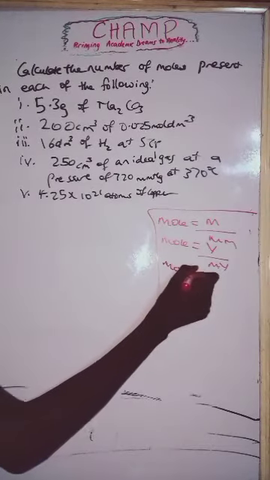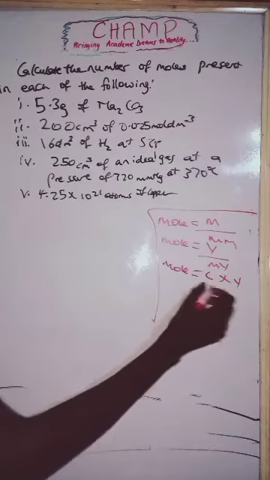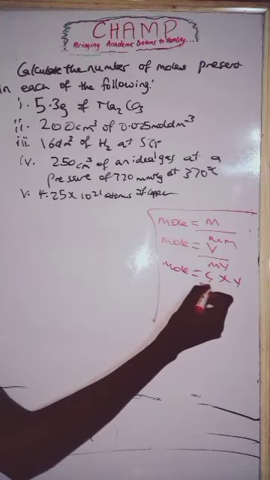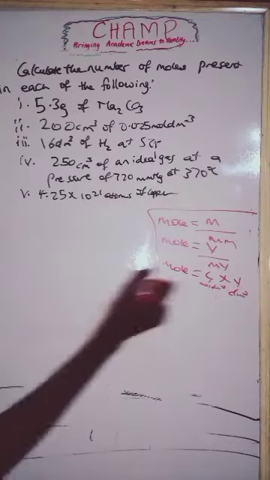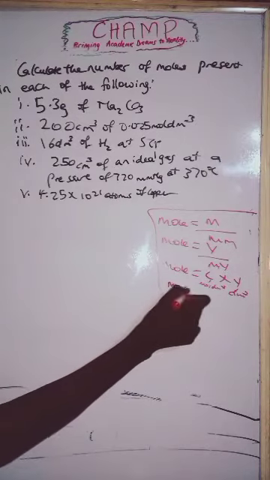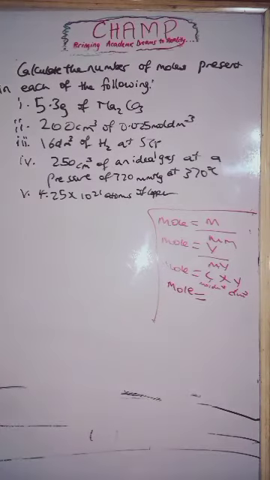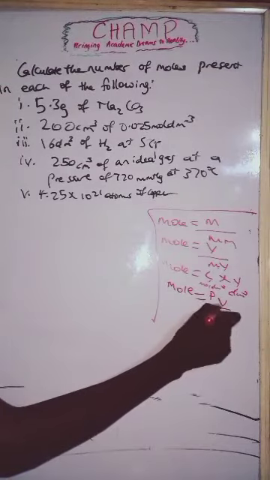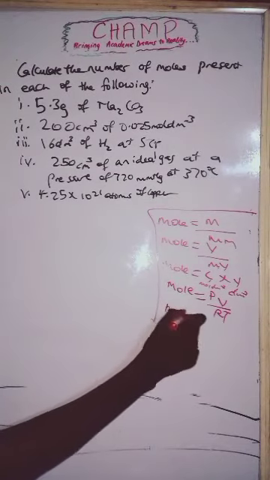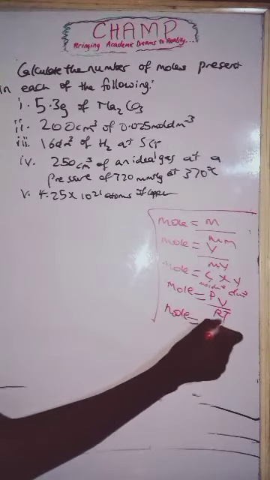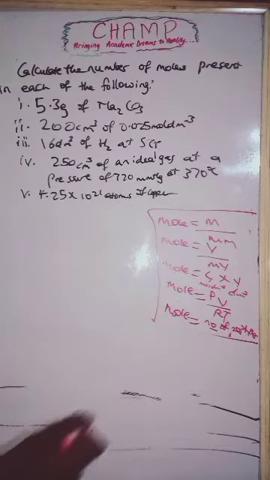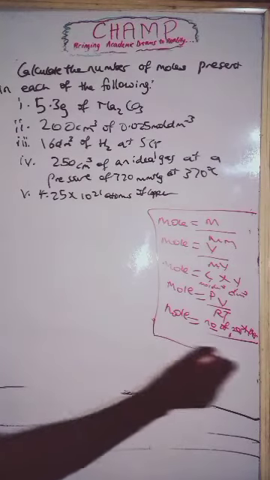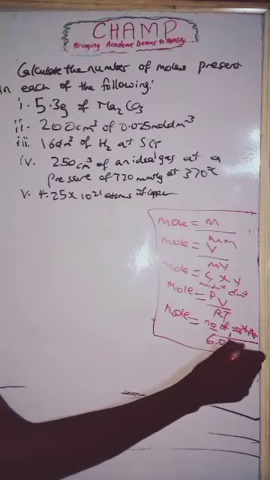Then your mole is what? Concentration times volume. I told you that your concentration must be in mole per dm cube, while your volume must be in dm cube. Mole is equal to, what's the next formula? PV over RT. Then we said mole is equal to number of particles, and I said these particles can be atoms, molecules, or ions, over what? Avogadro's constant.